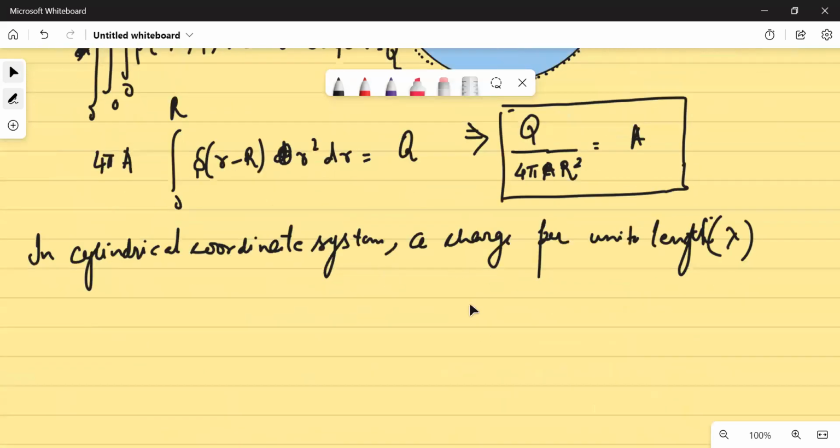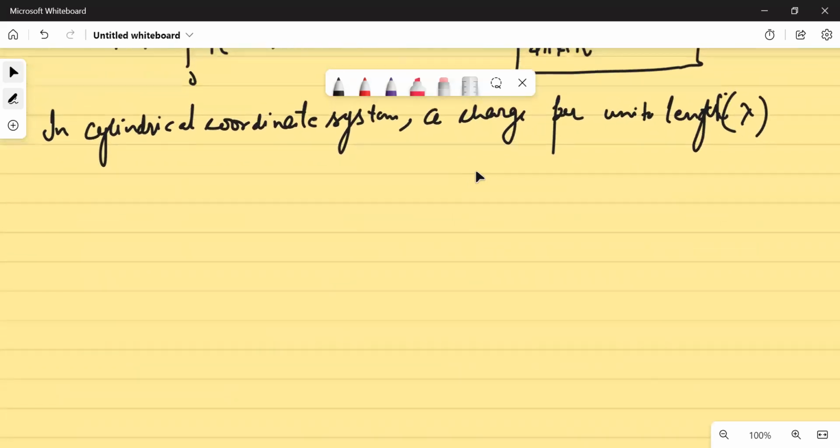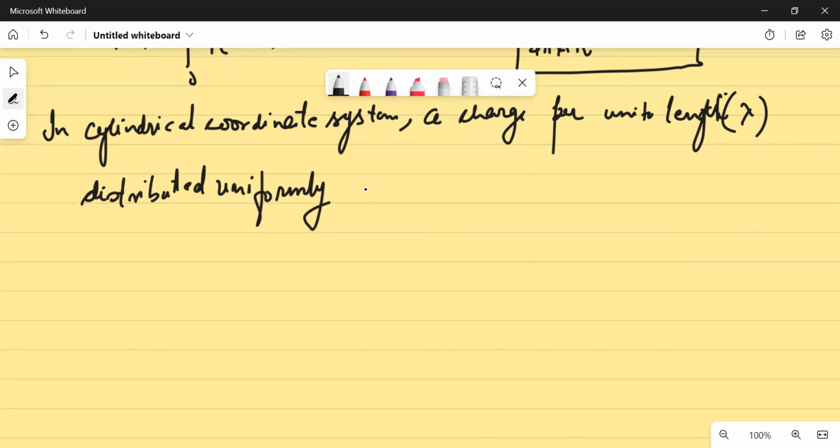So in the cylindrical coordinate system, let's say if I want to write a charge per unit length, not charge, because charge we've done already. And let's say it is distributed uniformly on a cylindrical surface.